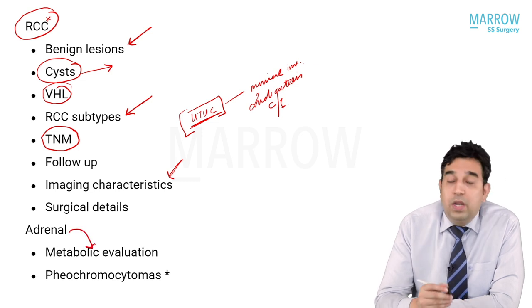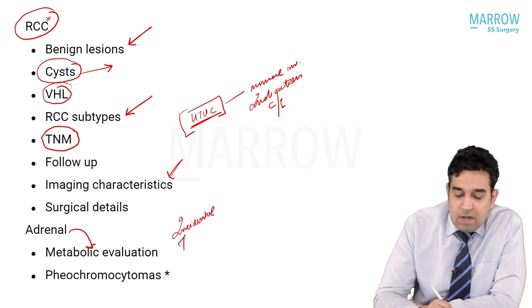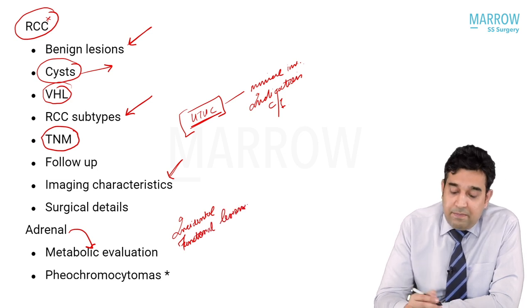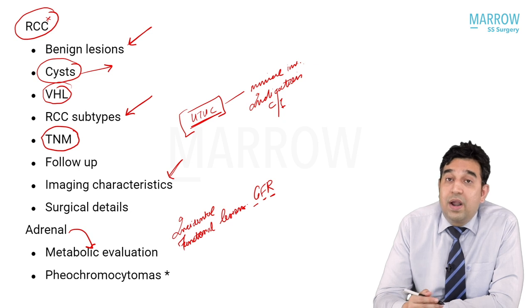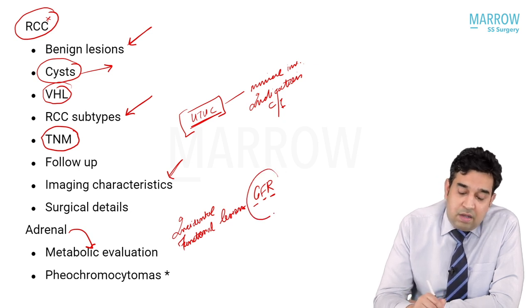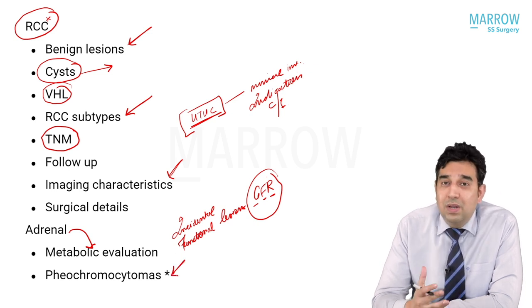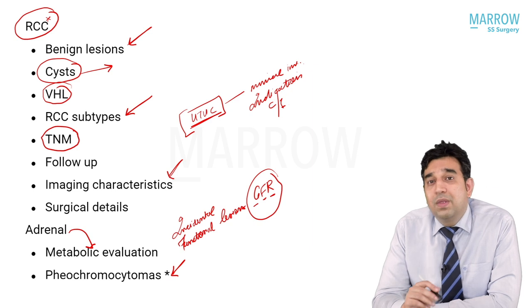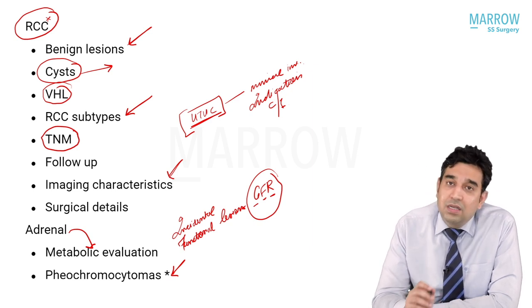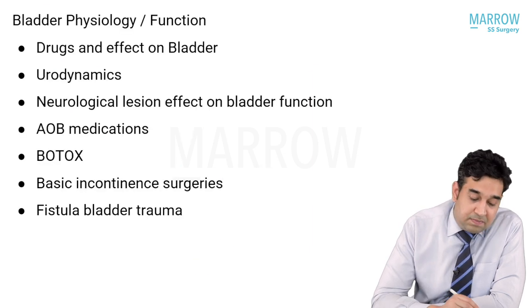In adrenal, we should know the metabolic evaluation, because mostly the question will be around incidentalomas or around functional adrenal lesions. So we should know basically how to evaluate for the various types, all the three layers of the adrenal, mineralocorticoids, glucocorticoids, androgens, and how to screen for all these. And particular interest will be on pheochromocytomas, because they are commonly seen and encountered in practical life also. So examiners are fond of asking about pheochromocytoma, everything from the imaging characteristics to the evaluation and the surgical management and how to prepare for the surgery. Basically, that's another hot topic of questions.